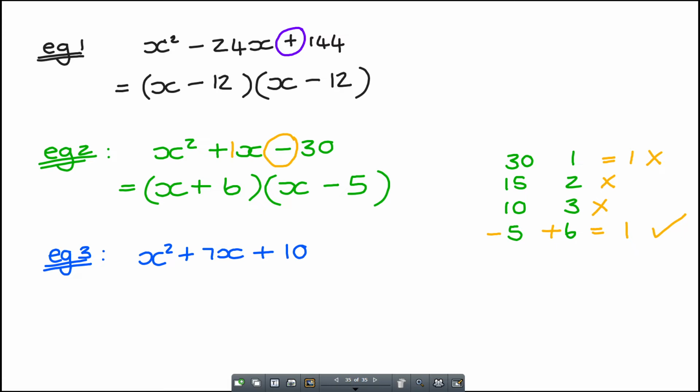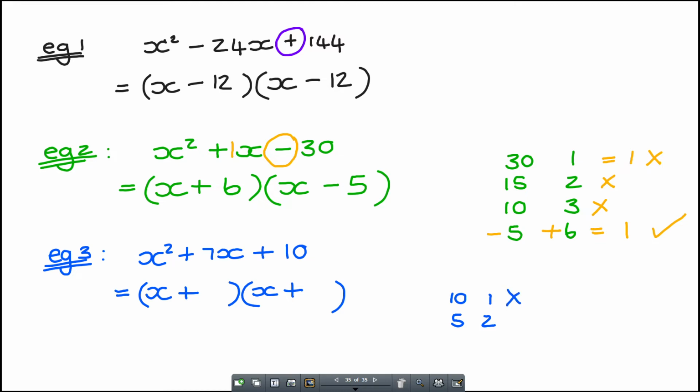Right, you guys done? Okay, now let's first have a look at our signs. I know it will be x and x, but because that's a positive, I know they will both be plus. Why plus? Because this is a positive 7x. No? Okay, now let's look at factors of 10. It could be 10 times 1, 5 times 2. That's it. No? Okay. Which one of these can I use to get 7?